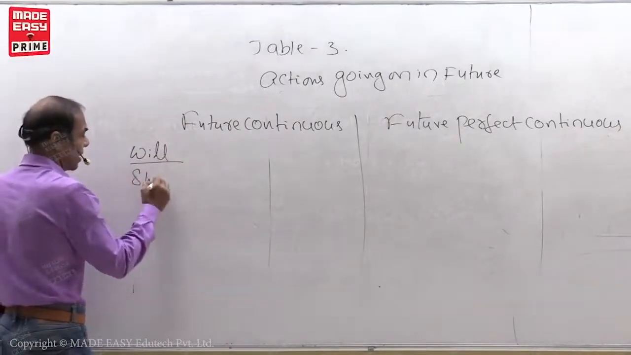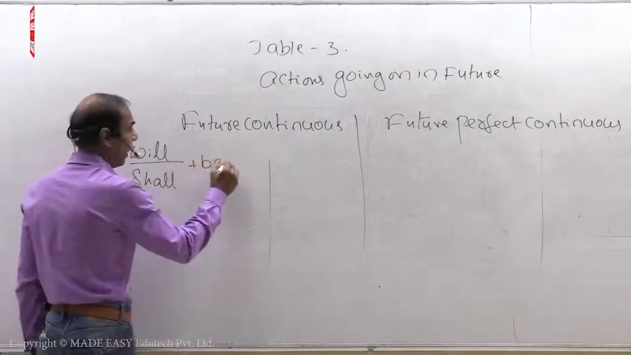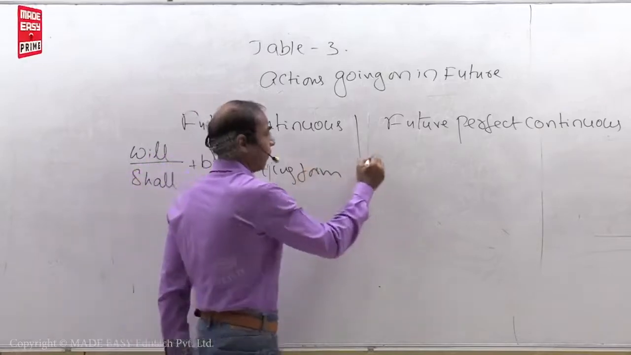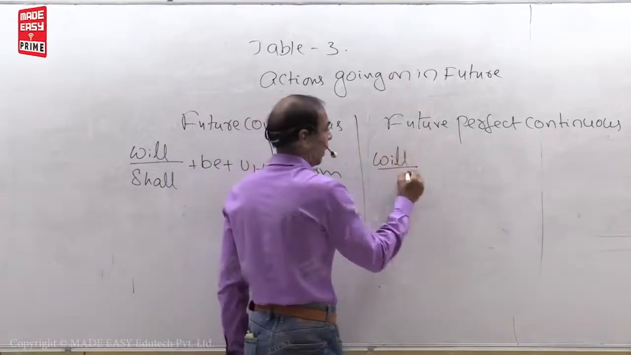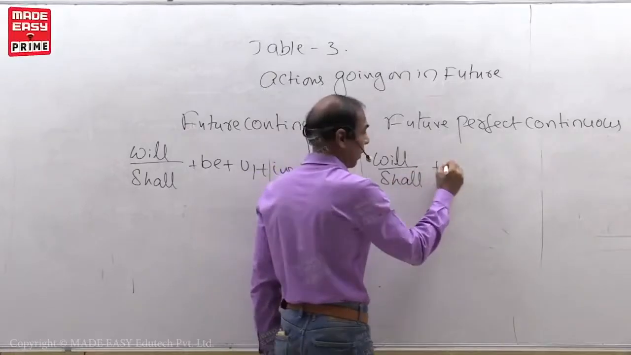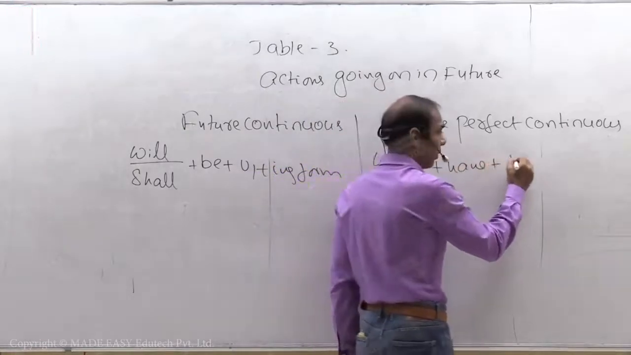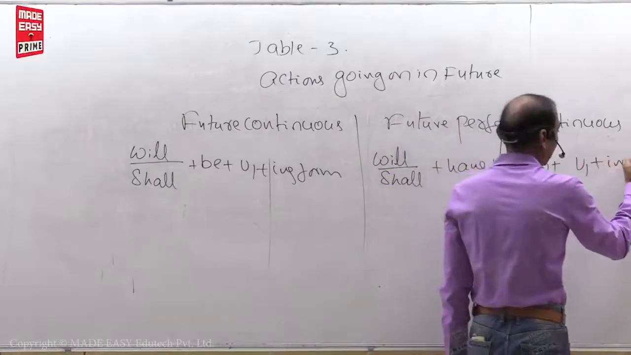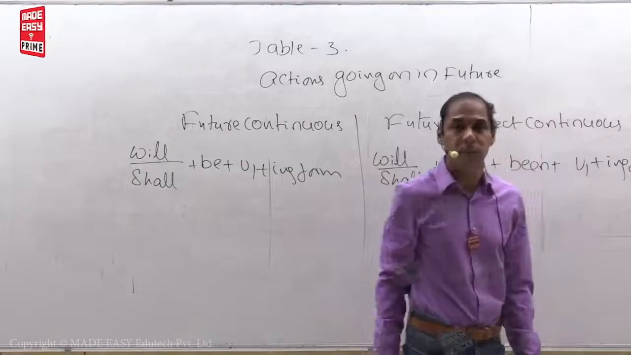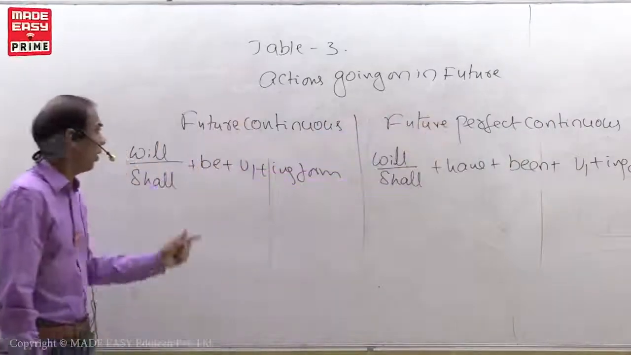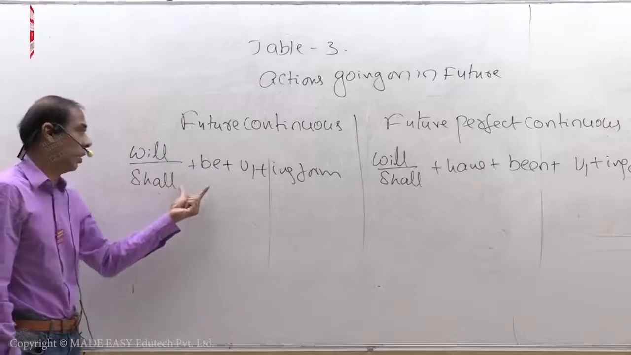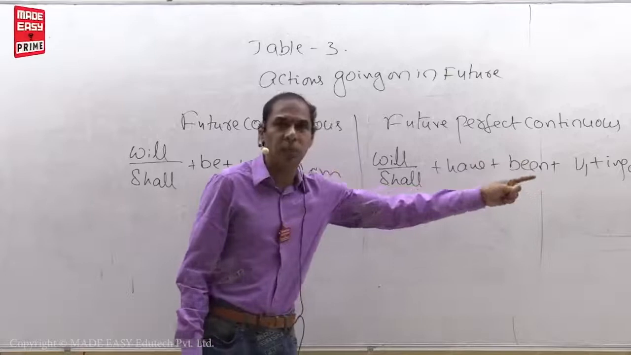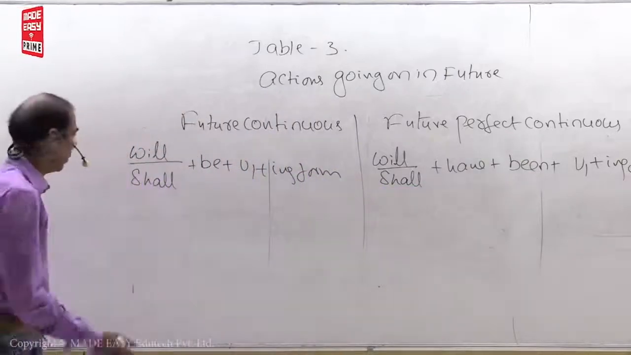It means, see, will or shall plus be plus V1 plus ing form. Will or shall plus have plus been plus V1 plus ing form. Actions going on in future. Future continuous formula: will or shall plus be plus V1 plus ing form. Will or shall plus have plus been plus V1 plus ing form. Right?